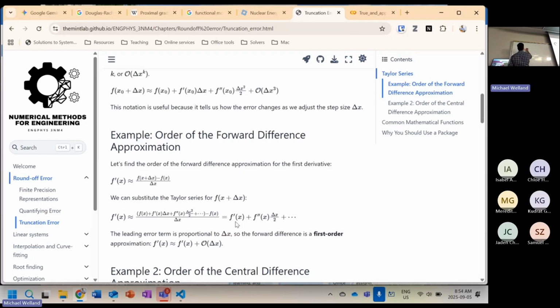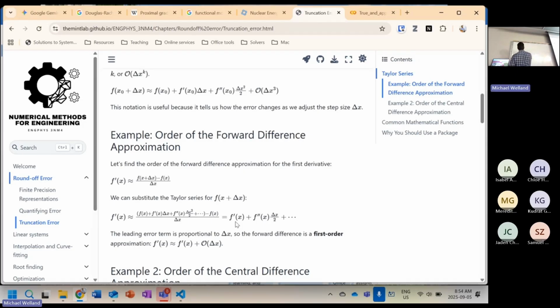f at x plus delta x is equal to f of x plus f prime at x times delta x, plus f double prime at x over 2 times delta x squared, and so on. You guys see that one okay on the side? If this is what we want to find, we can rearrange this series.